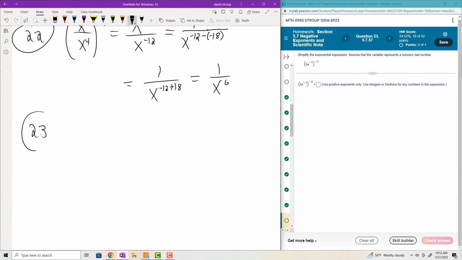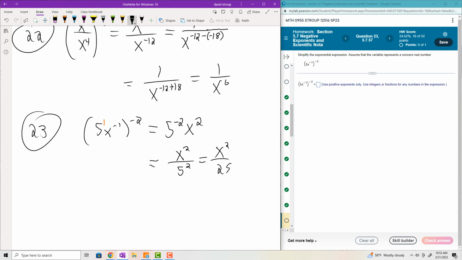Okay, 23, I have 5x to the negative 1 raised to the negative 2. So the base inside here, the first guy's base is 5, the exponent is 1. And the second base there is x, and the exponent is negative 1. So we're multiplying exponents, so it'd be 5 to the 1 times negative 2 is negative 2. And then x to the negative 1 times negative 2 is positive 2. Then I don't want that negative exponent, so I have to drop the 5 to the denominator and change the sign of the exponent. So I have x squared over 25.